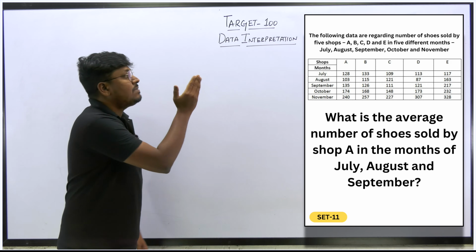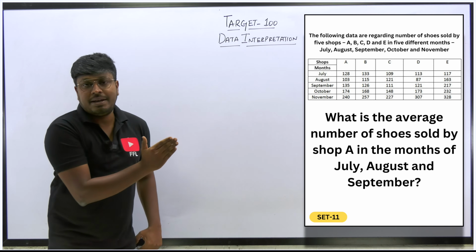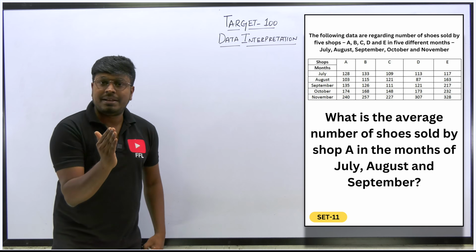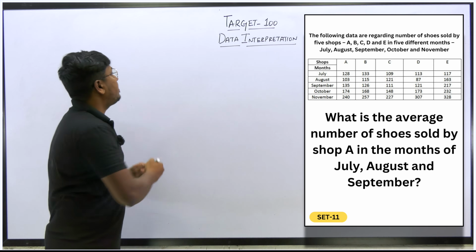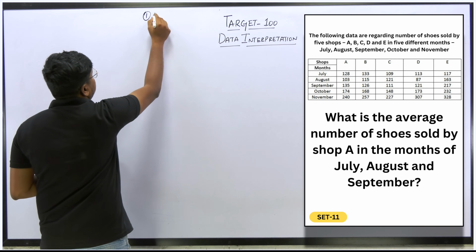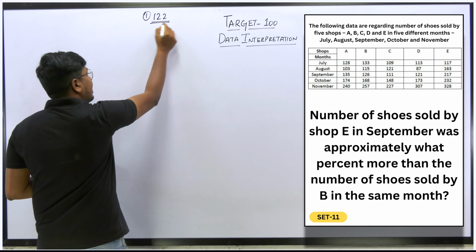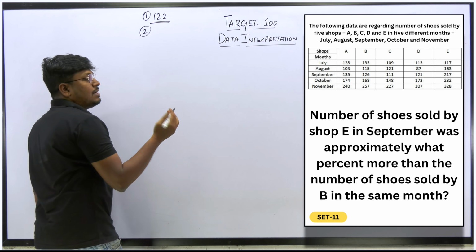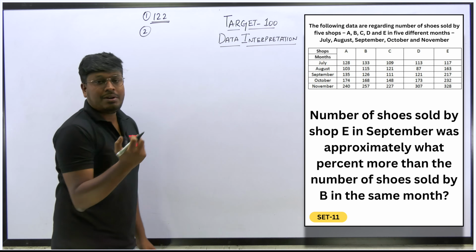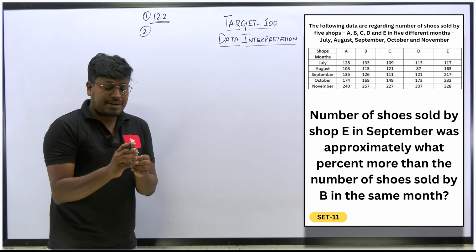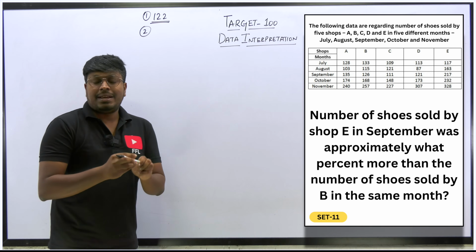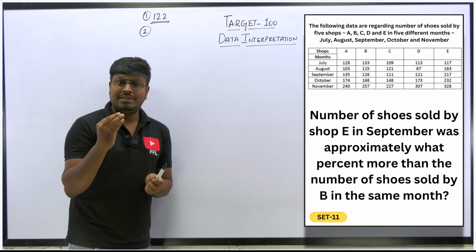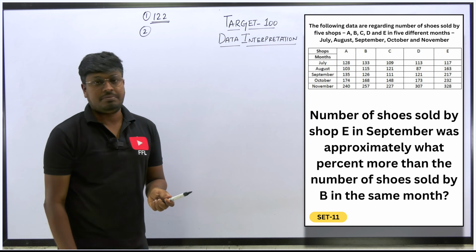So 366, we need to find the average. So divide by 3. 366 divided by 3 will be 122. So the answer for the first question is 122. So friends, understood or not? Practice like this. Initially it will take your time and you will make more mistakes. That is not at all an issue. When you keep on practicing this way, at some point you will be able to solve most of the DI within 3 minutes or 2 minutes.